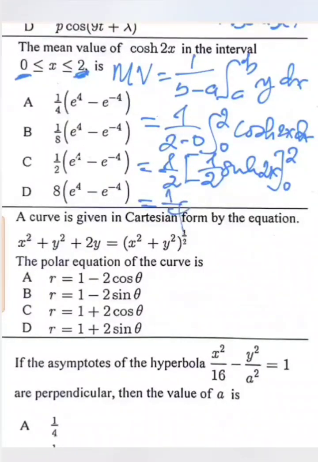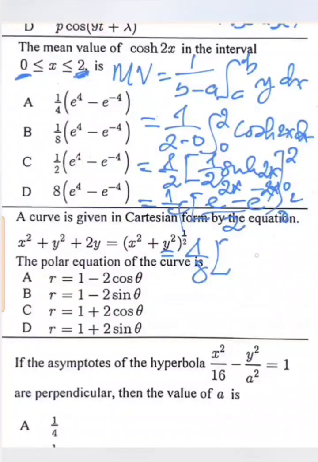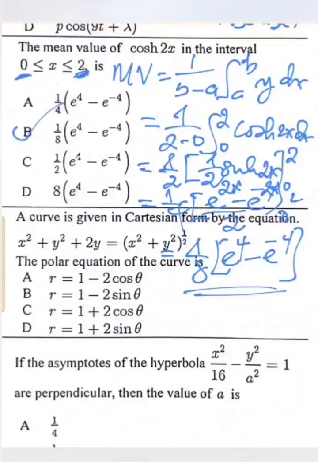That will be 1/4 into sine 2x, which is the same as e to the 2x minus e to the negative 2x, all that over 2, with limits from 0 to 2. That gives 1 over 8 into the substitution of the upper limit 2 gives e to the 4 minus e to the negative 4, and the substitution of the lower limit 0 gives e to the 0 minus e to the 0, which is 0. And so the correct answer will be 1 over 8 into e to the 4 minus e to the negative 4, which corresponds to option B.